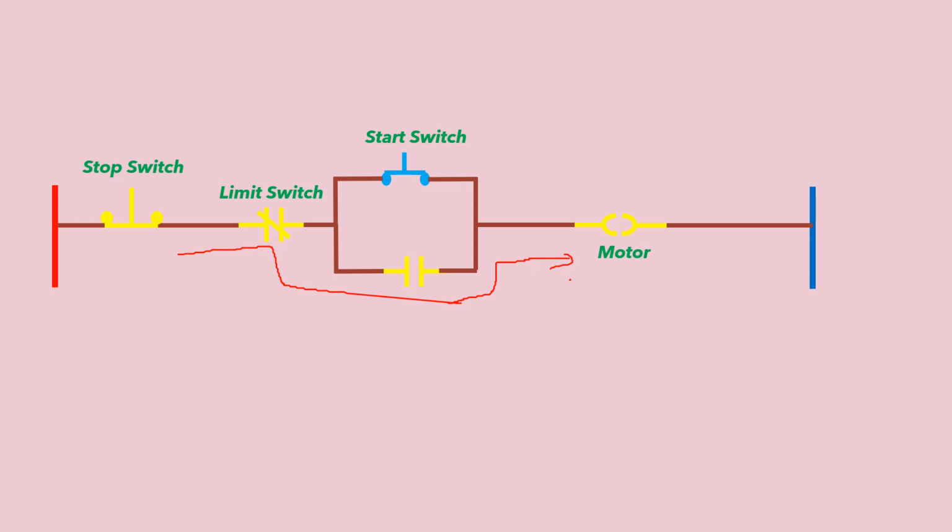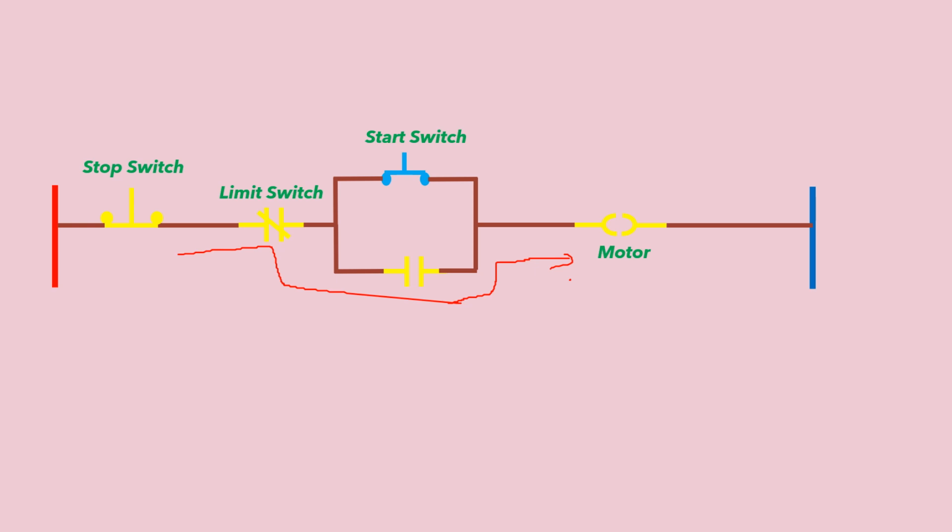The reason we connected this arrangement in parallel is that we only need to push the start switch once. Otherwise we would have to keep the switch in the closed position and continually exert force. So we just want to push it once, and the motor will keep running using the current flowing through this path.